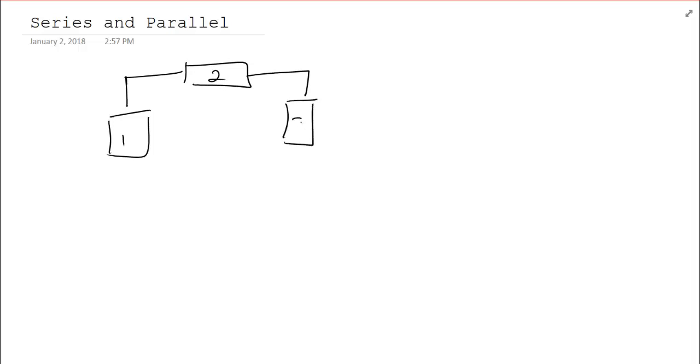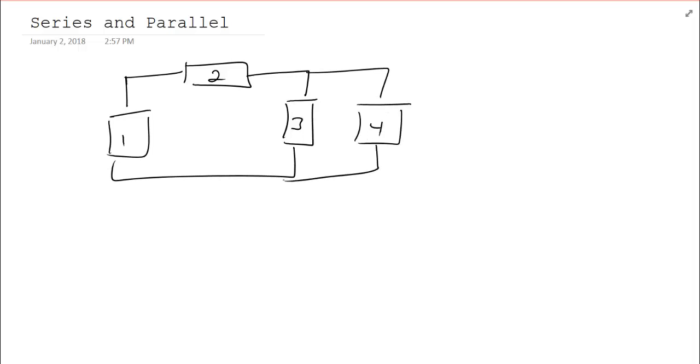So I'm going to draw a circuit, and we'll be working with this one over and over again today. It's a circuit that has multiple elements, and I'll label them as I did in the last video as 1, 2, 3, and 4. And we're going to talk about something called a series connection first. In series, elements share the same current.